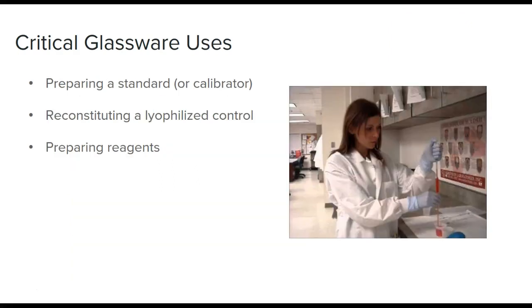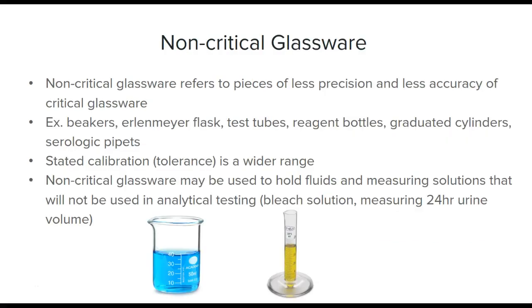So we use critical glassware for making up standards or calibrators, making up reagents, making up controls, all of these things that are used in patient testing. We consider those important enough. We want those to be precise, because if they're precise, then our patients' results are precise.